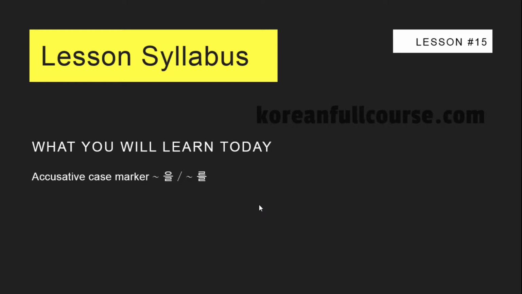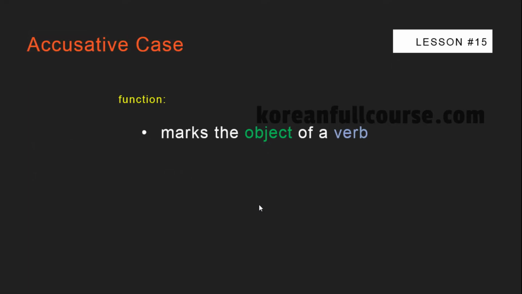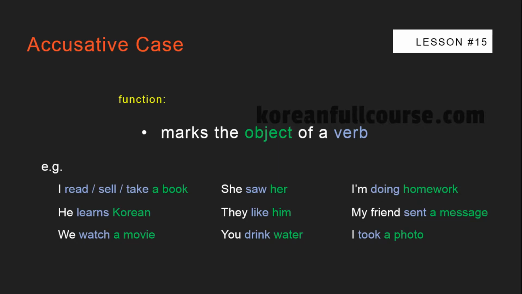Hi, in this lesson you will learn the accusative case. What is the accusative case and what is its purpose in a sentence? The accusative case marks the object of a verb. Look at these examples. Words colored in green are objects.